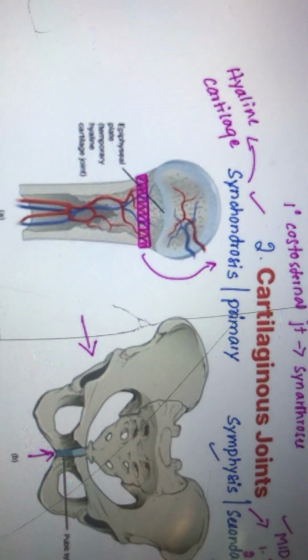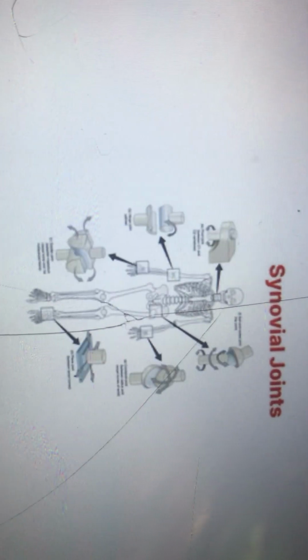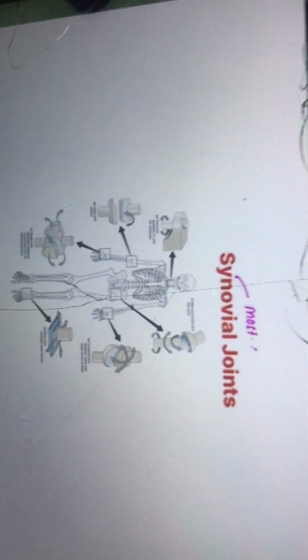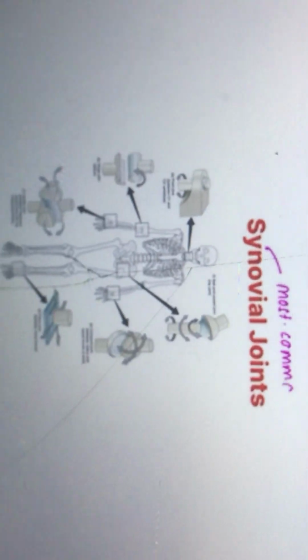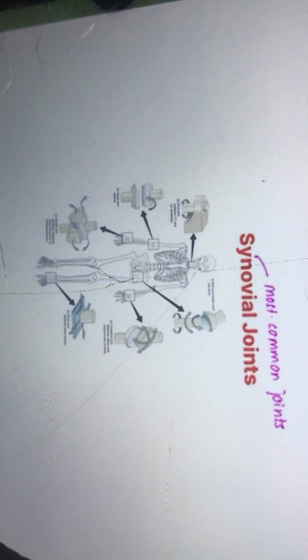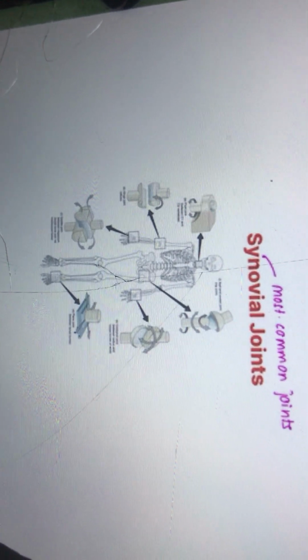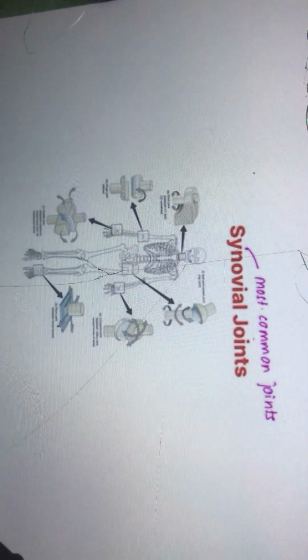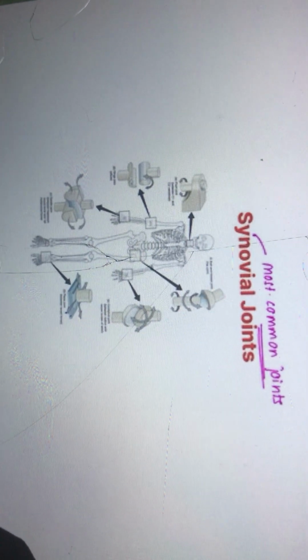Right. Once we have learned this, let's focus on the synovial joints. Remember, synovial joints are the most common joints present in the body. Remember, the human body has close to 206 bones. Even though there are only 206 bones, there are more than 350 to 360 joints present in the body, and most of these are synovial joints.